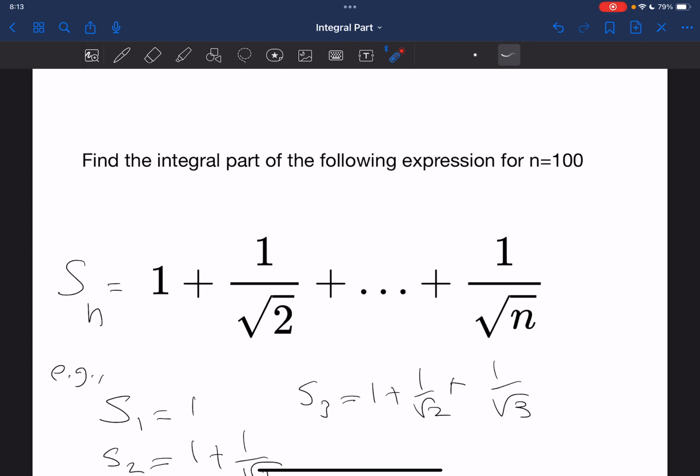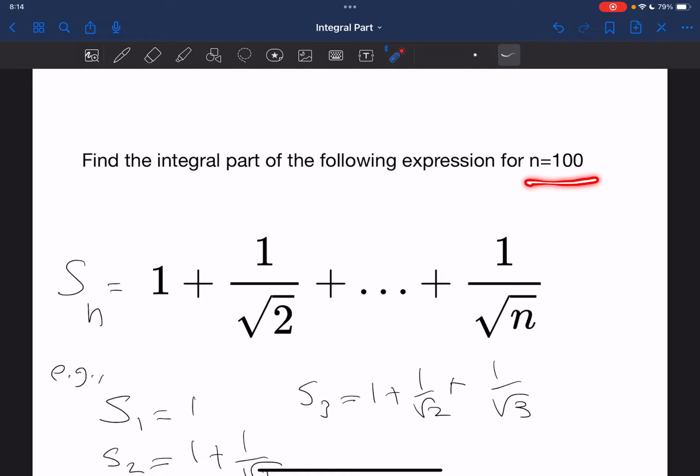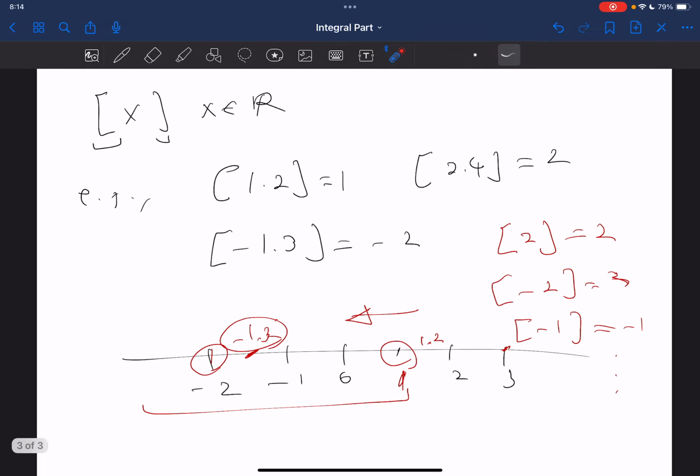Okay, so now here I have this expression and I want to find the integral part of it. So obviously I don't want to actually compute the whole expression because it may not be possible. I just want to find the integral part of it. Basically I want to find k such that Sn is larger than k and less than k plus 1, then the integral part would be k, right? I actually want to find this k value for n equal to 100. So let's see what we can do.